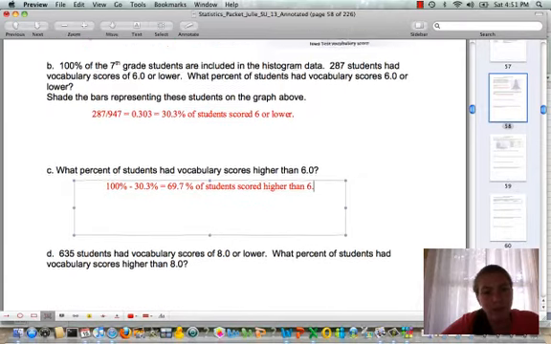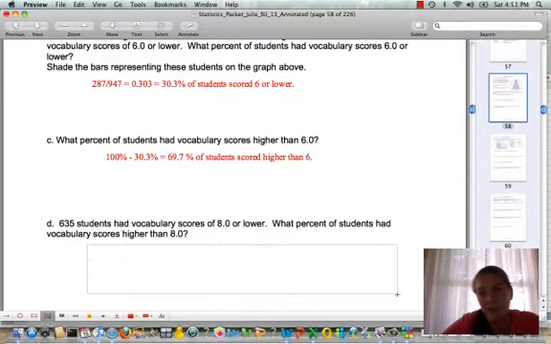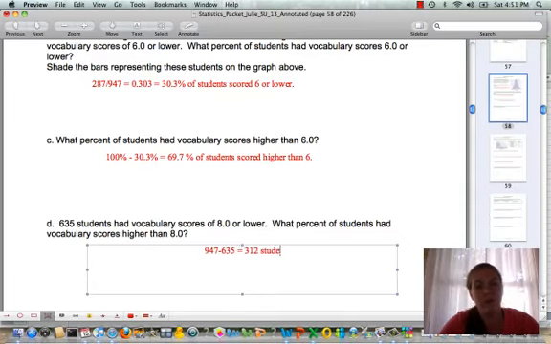Now it tells us 635 students had vocabulary scores of 8 or lower. What percent of students had vocabulary scores higher than 8? Aha! So this is another example of calculating the opposite, or what we call the complement. So we know there were 947 students. So I'm going to say 947 subtract 635. And from my calculator, I see that's 312 students scored higher than 8.